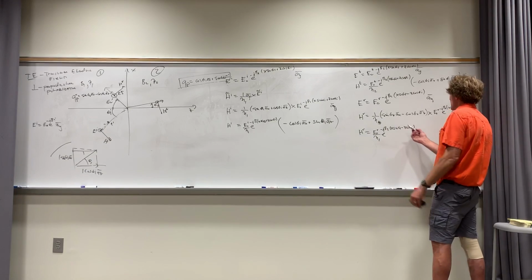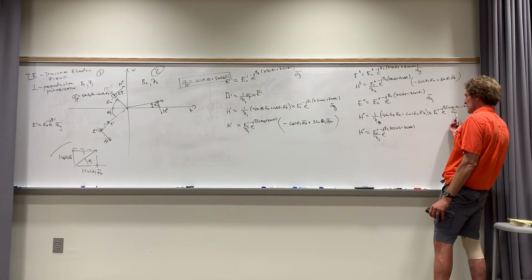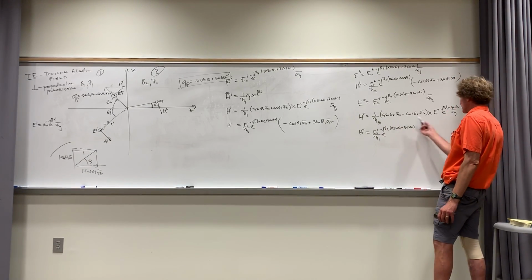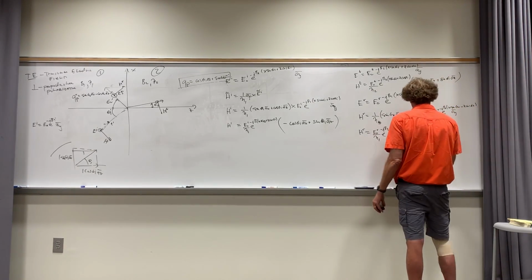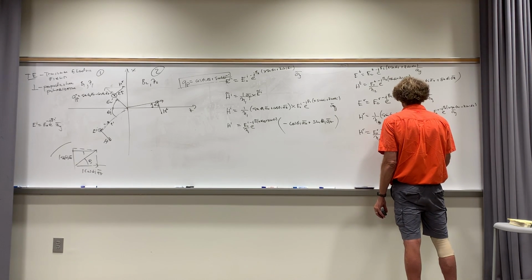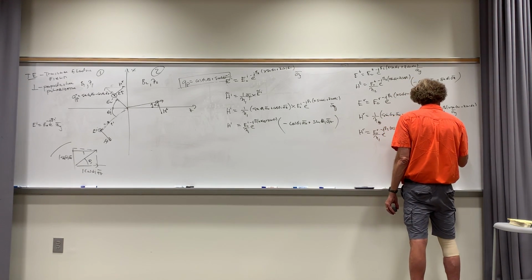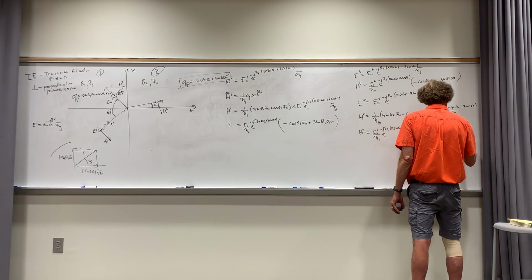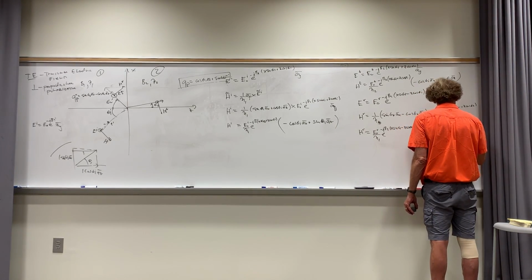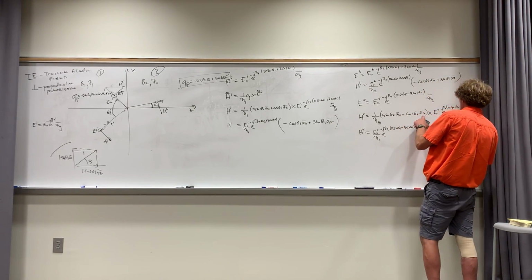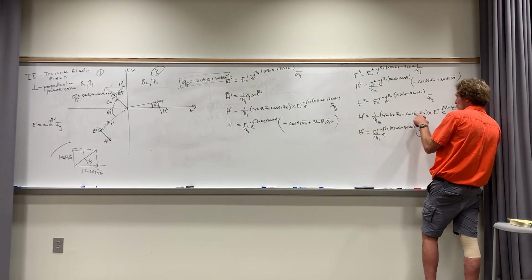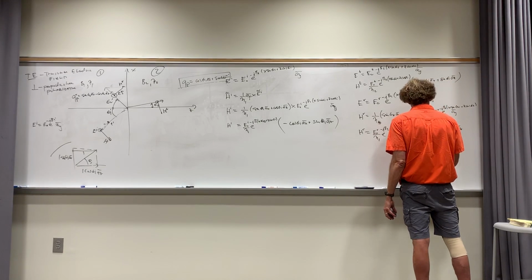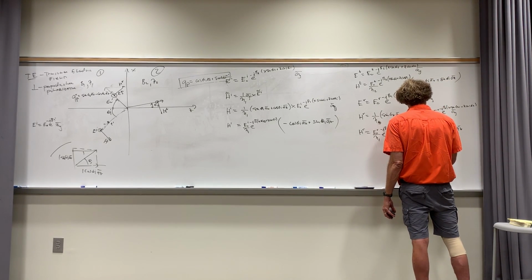Then, when I have x crossed into y, I get x crossed y, so you have the x crossed into y is z. Right? So now I'm left with sine of theta reflected az. And when I have z crossed into y, it's negative x. But there's a negative sign, so it's actually positive. So it's going to be cosine theta reflected ax.